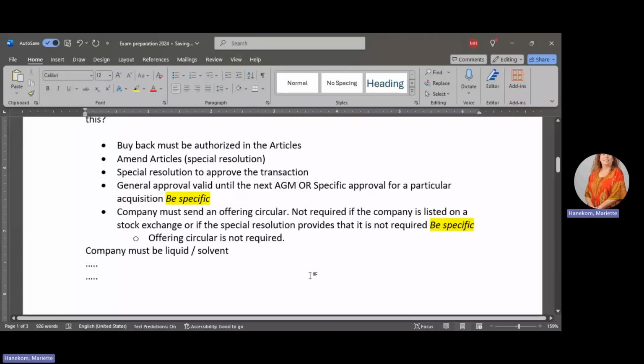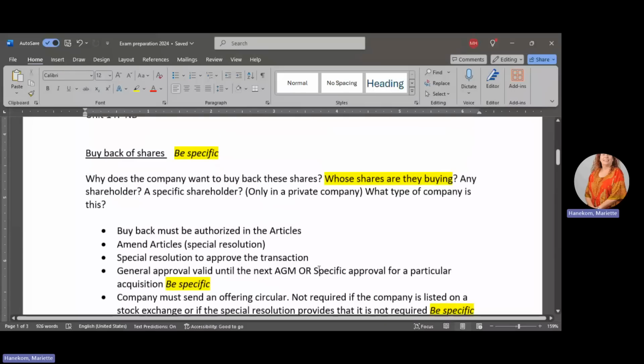So remember, that isn't a complete answer. The answer is in the study guide, so you can go back and look at the rest of the procedure there. I wanted just to illustrate that you must be specific in your answer.